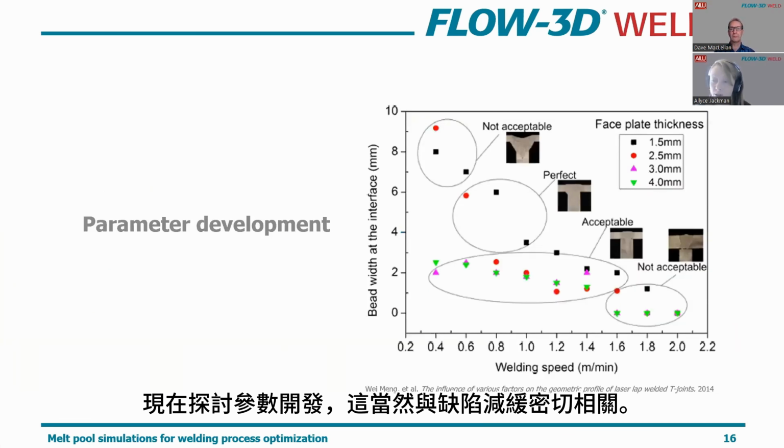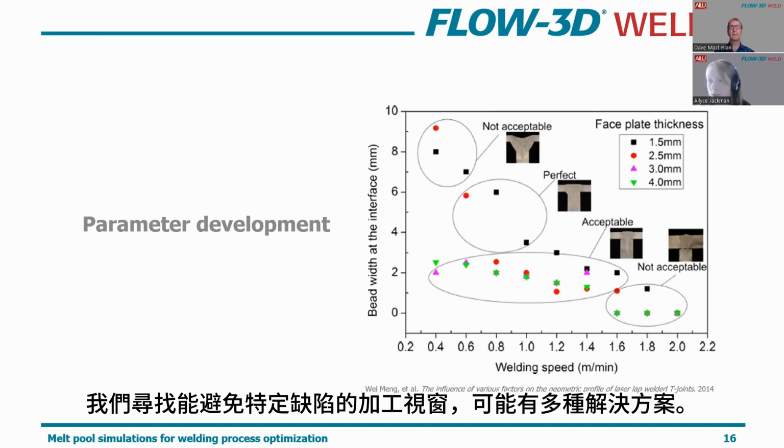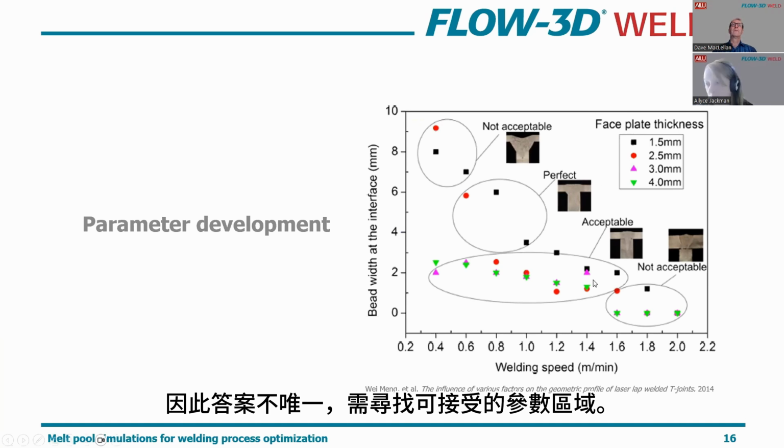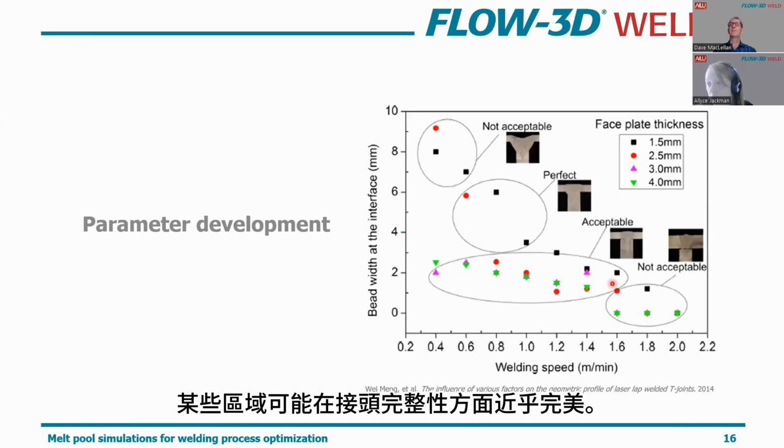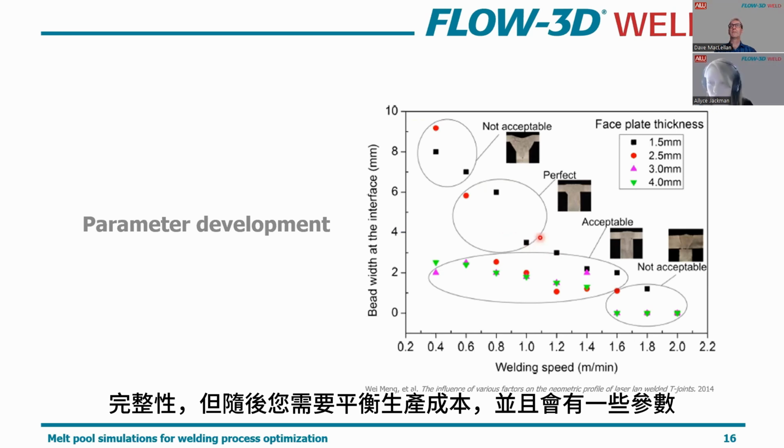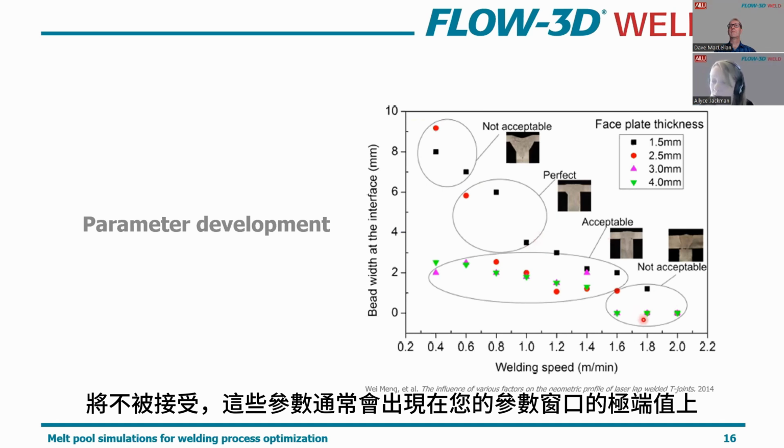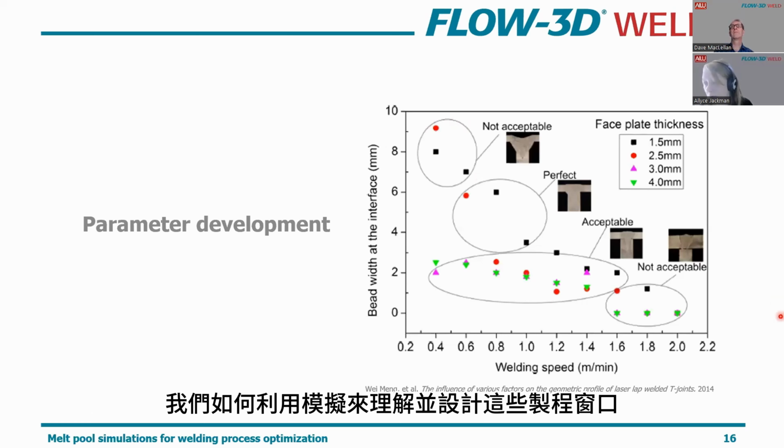Now, looking into parameter development, which is really related back to defect mitigation, of course. So we're looking at process windows that avoid certain defects. There might be a lot of solutions here, so it's not just one answer, but you're going to look for those zones that are acceptable process parameters. Maybe there are some that are perfect in terms of joint integrity, but then you want to balance that with production costs. And then there are going to be some parameters that are not acceptable, and those will happen on the extremes of your parameter window.